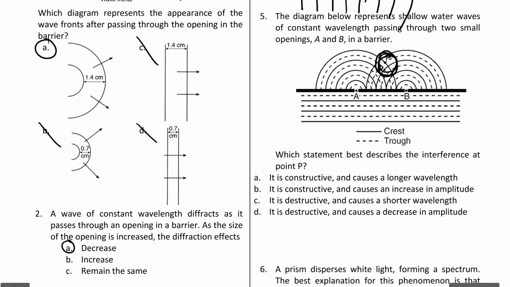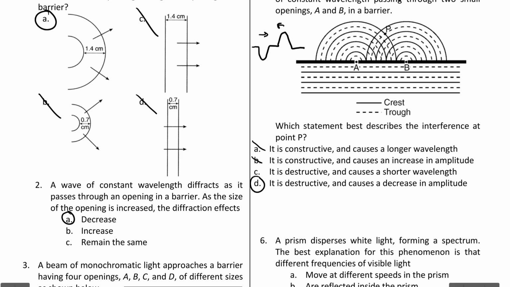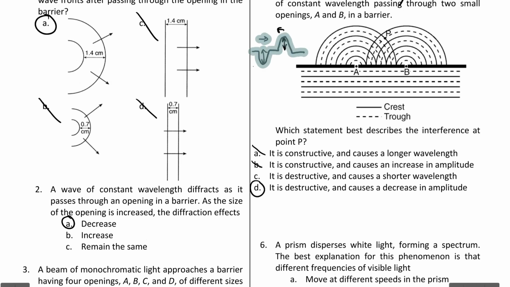Remembering, this is a reminder, at point P, we have a trough, that's the dotted line, meeting a crest, that's the solid line. So maybe if you looked at it from the side, you would have a trough meeting a crest, and they're coming towards each other. What happens when they interfere? They cancel out, and it's destructive, so it's not constructive. And it says it causes a decrease in amplitude. That's right, because this is the amplitude from equilibrium. And when they cancel out, that decreases the amplitude. The wavelength will stay the same. They just kind of phase through each other. They don't really change each other's wavelength. Again, I'll leave that little drawing there.